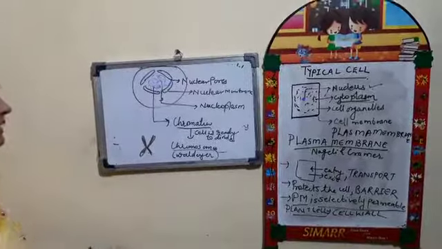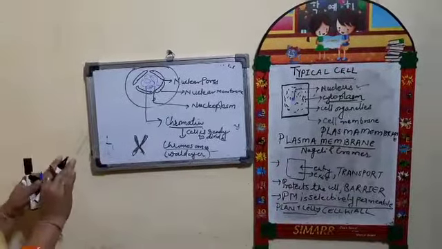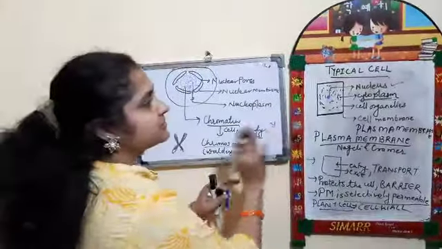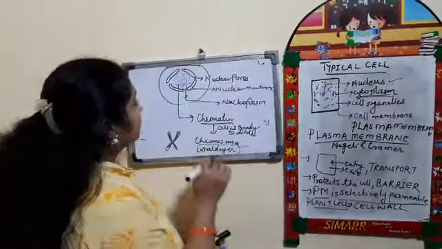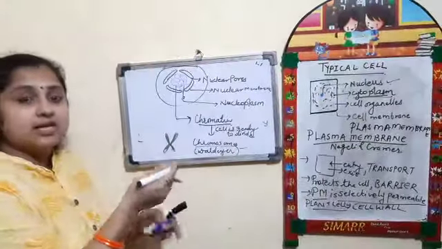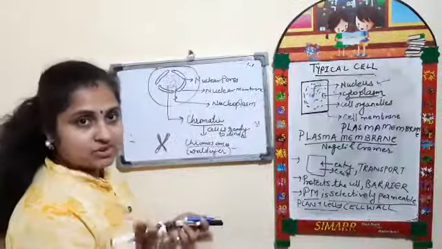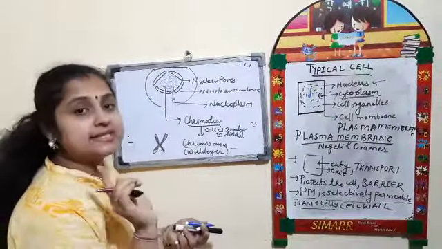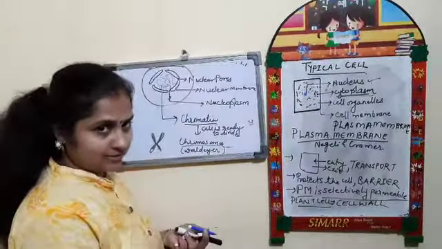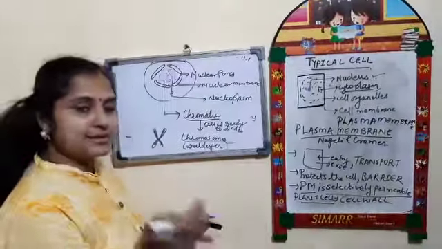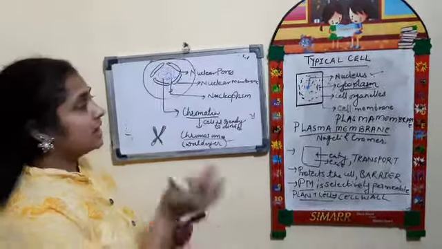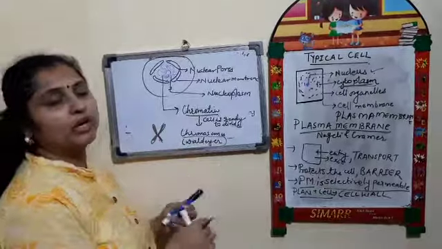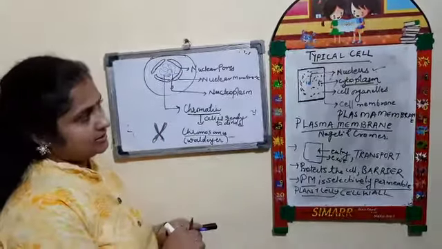So in today's topic, I have discussed the basic things present in the cell. Based on the nucleus, the cell is divided into two types: the prokaryotic cell and the eukaryotic cell. I am going to discuss that also, but in my next class. But this much you should know when you are studying a typical cell.